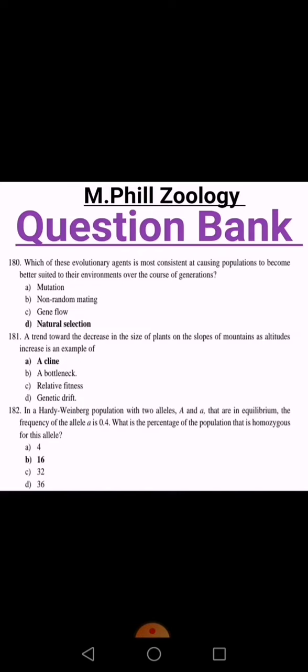What is the percentage of the population that is homozygous for this allele? That is 16. So 16 is a right option. In a Hardy-Weinberg population with two alleles, A and a, this is the same strategy, but for given allele A, frequency is mentioned here is 0.1 instead of 0.4.